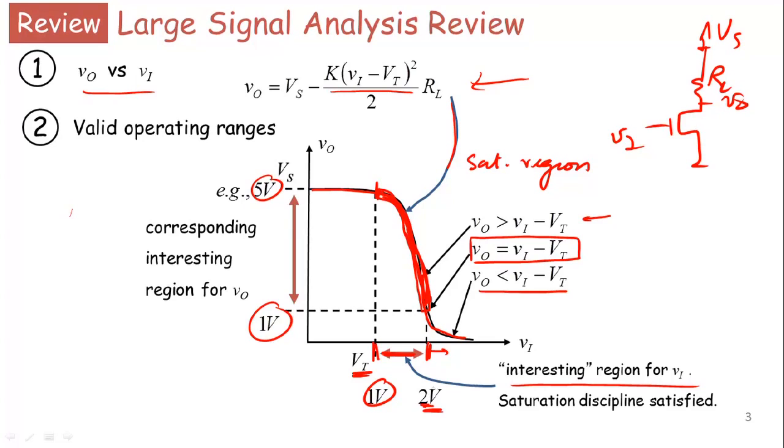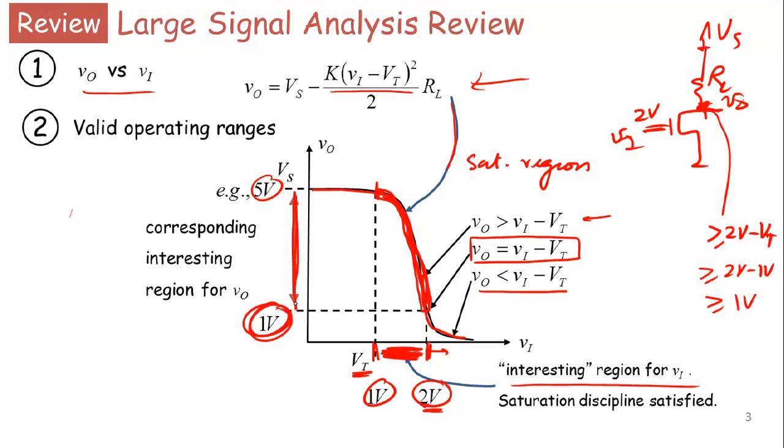And why is that? Well, if my input is 2 volts here, then notice that for saturation operation, this value here needs to be greater than 2 volts minus Vt. It needs to be greater than or equal to 2 volts minus Vt, in other words, greater than or equal to 2 volts minus 1 volt in our example, or greater than or equal to 1 volt. So this is how I got the 1 volt here. For a Vi of 2 volts, my output V naught can go no lower than 1 volt and still satisfy the saturation discipline. So this was the interesting region for Vi. Then the corresponding region of interest for saturation region operation was given by this region here.